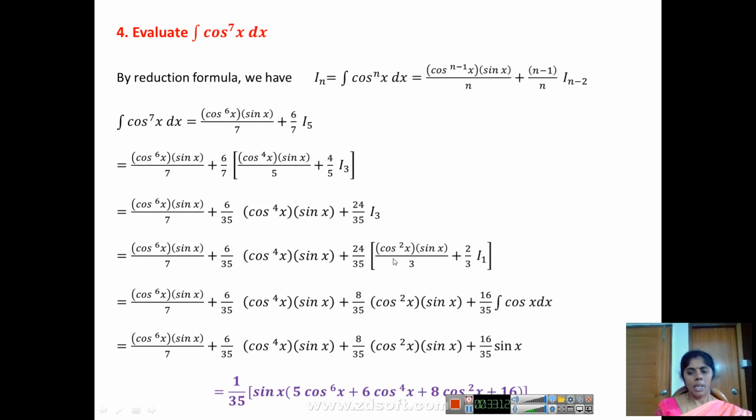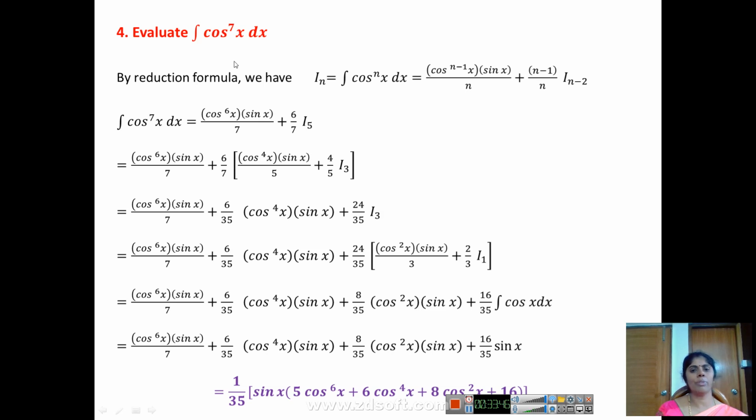See again here we have considered the cos term. That is the fourth problem. Evaluate integral cos to the power 7 of x into dx. By the reduction formula we have In equals integral cos to the power n of x dx equals cos to the power n minus 1 of x into sin x, whole divided by n, plus n minus 1 divided by n into In minus 2. In this case, n equals 7.